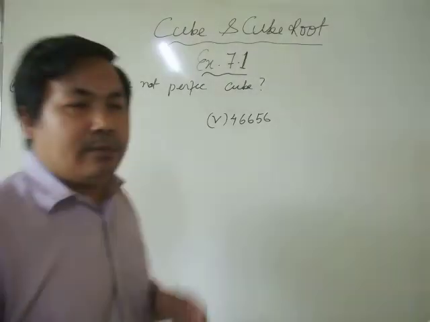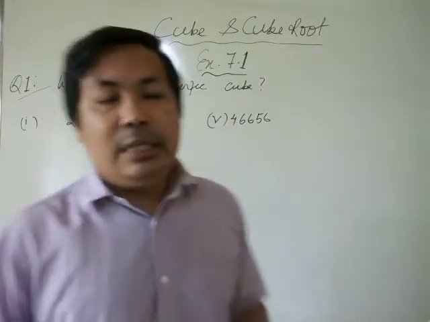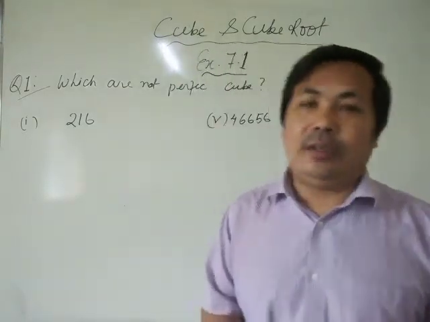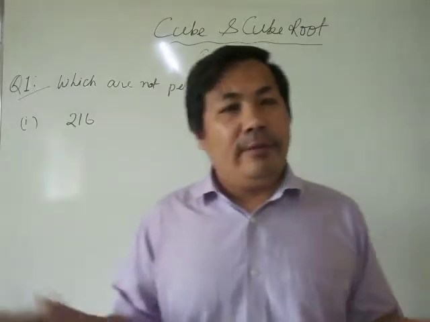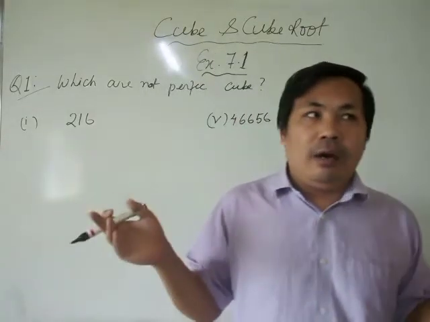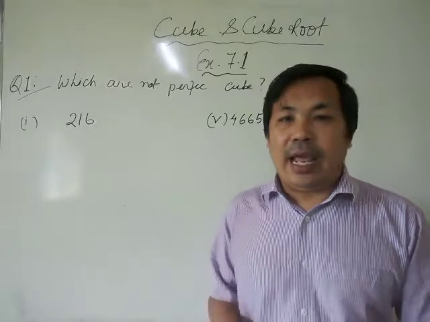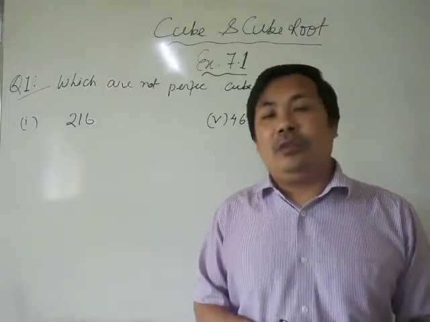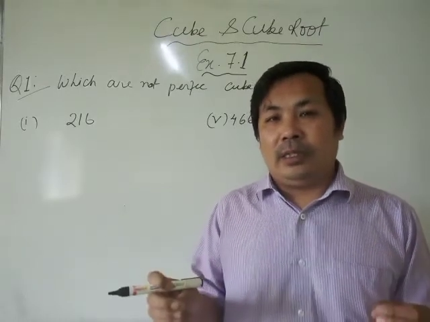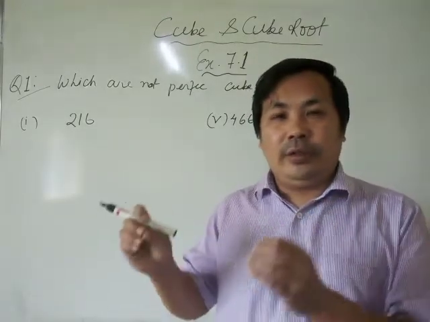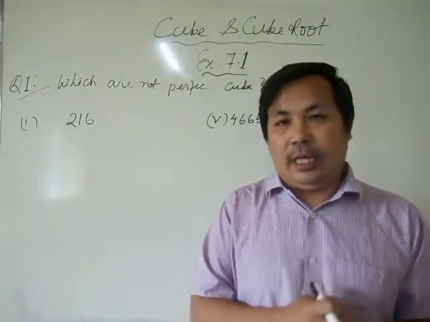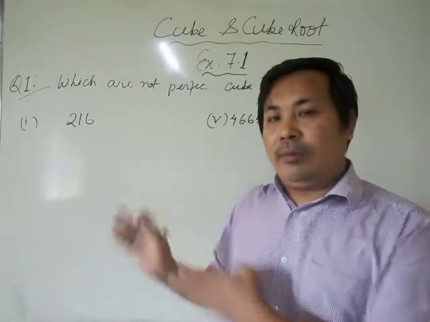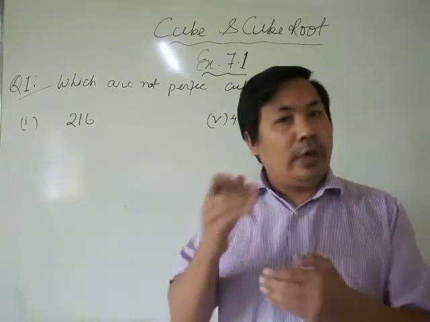So my dear student, question number 1 of exercise 7.1 is to find out whether the given numbers are perfect cubes or not. Okay, clear? For that, what we have to do, very simple thing, is find the prime factors of the number, and check whether we can group the prime factors into groups of 3 or not. If we can group 3 of the prime factors, then the given number is a perfect cube. This way only we will check.